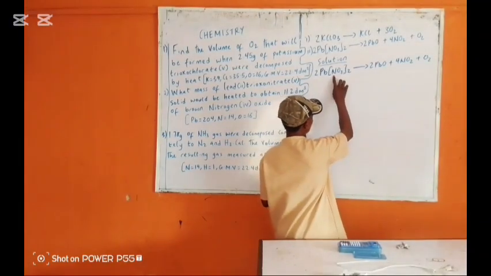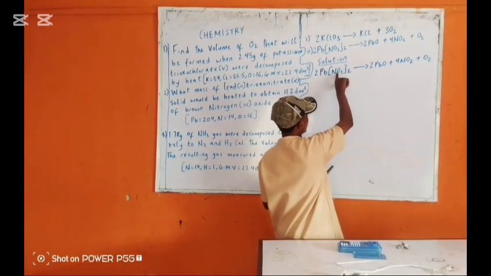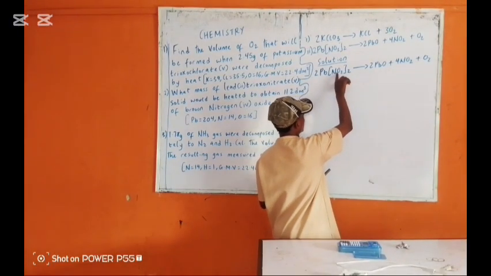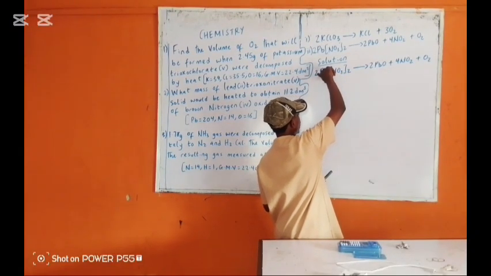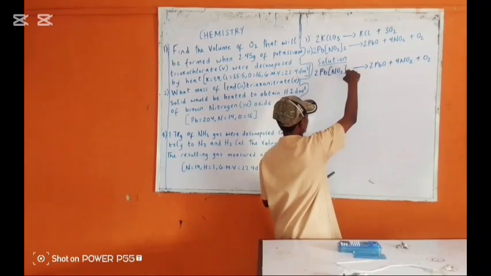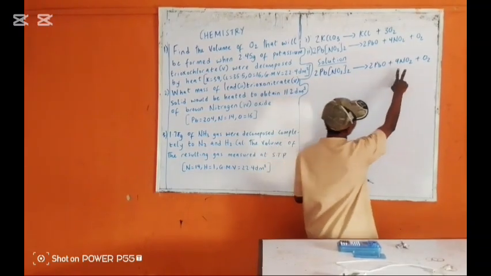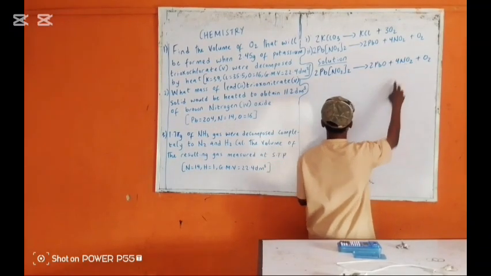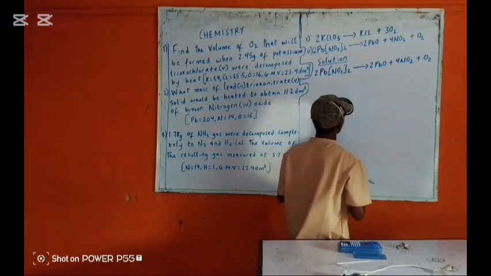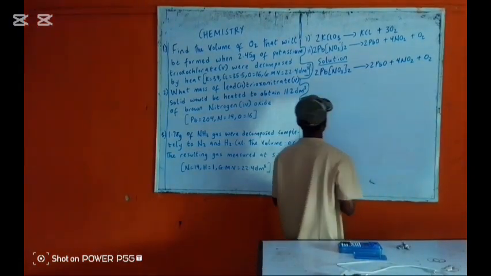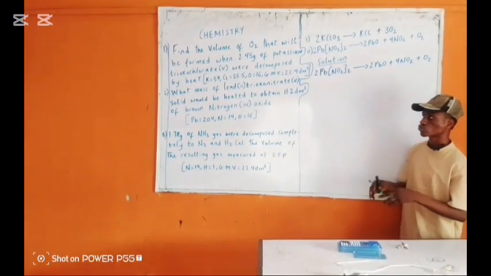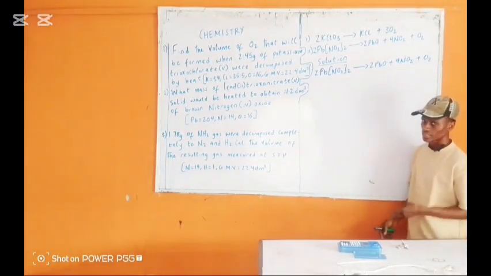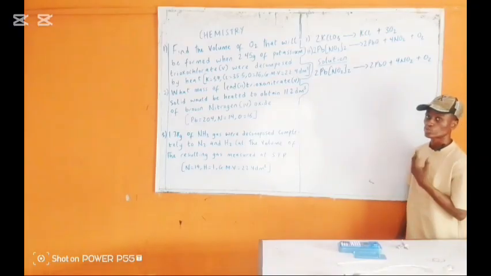For nitrogen, from here we are having 2 nitrogen because we are having the invisible one here. So this 2 here multiplied by these 2 here, we're having 4 nitrogen. Here also we're having 4 nitrogen. So the equation here is balanced. So what's the next thing now? We find out the two relating substances.